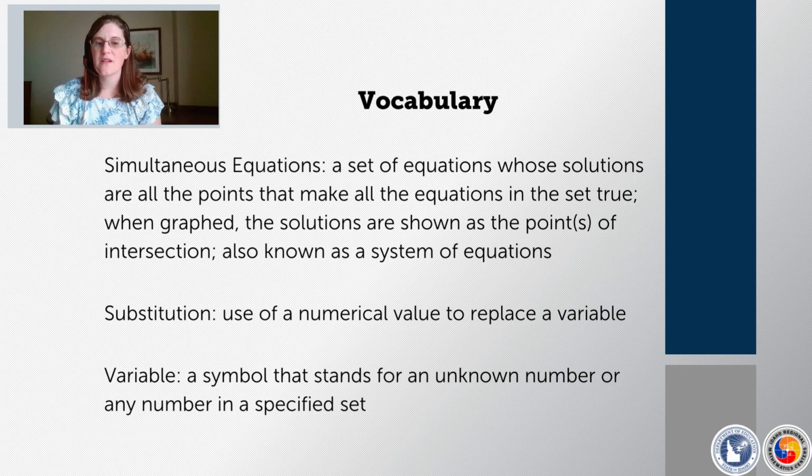Most of the vocabulary in this standard will have been previously mastered as students are working on single linear equations. The three terms that may need to be reviewed are simultaneous equations, substitution, and variable. Students need to understand the definition of simultaneous equations both literally and conceptually. Simultaneous equations are a set of equations whose solutions are all the points that make all the equations in the set true, and when graphed, the solutions are shown as the point of intersection, also known as a system of equations. Students need to understand that when graphing, you're looking at two lines and looking for where they cross.